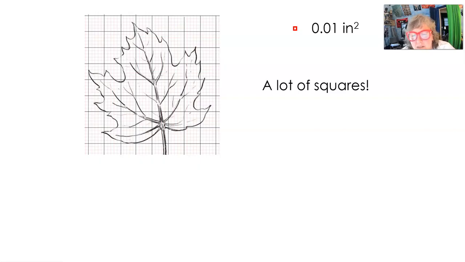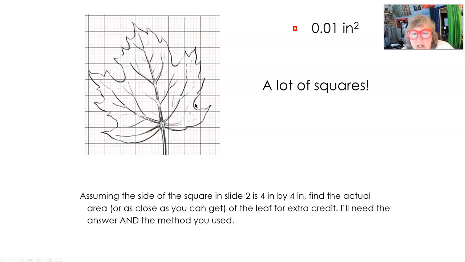In fact, as a bonus, if you can find the area of this leaf, a better approximation than I have, I'll give you bonus. The only thing is you have to tell me how you found it and what the answer is. We're going to assume in the original picture, way back on slide 2, that that box is 4 inches by 4 inches. So use that to adjust if you make a copy of these slides.